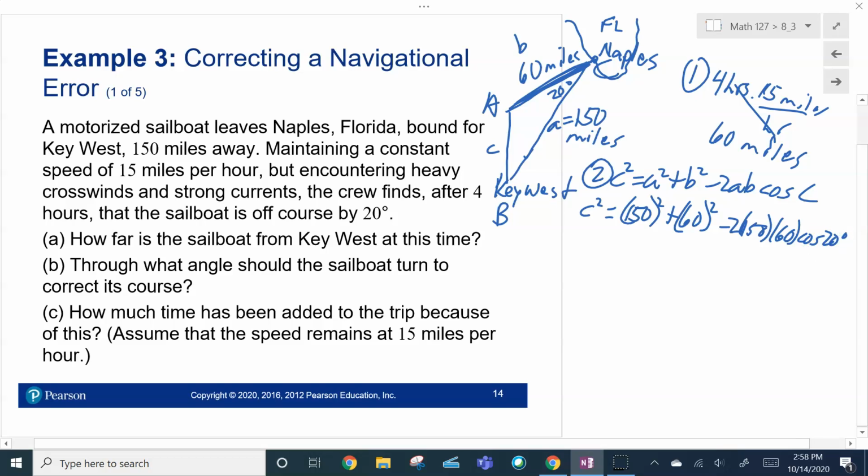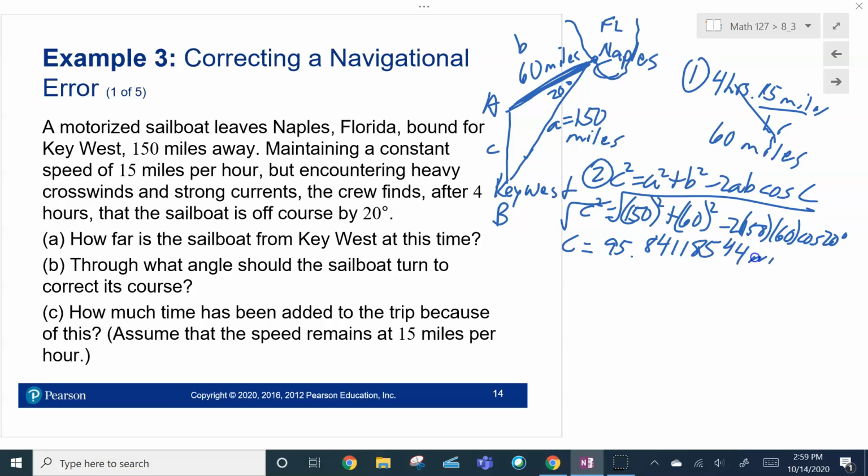Once I do all that and take the square root, that ends up being 95.84118544 miles, so approximately 95.84 miles. Okay, that's our c, and that's part A. How far is the sailboat from Key West at this time? They drove 60 miles a little bit off course, and now they've got to go 95.84 miles.